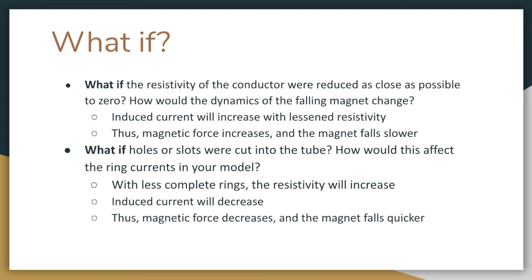And as for what happens if holes or slots were cut into the tube, there would be fewer complete rings, and therefore the resistivity would increase. Thus the induced current will decrease, the magnetic force will decrease, and the magnet will fall at a quicker rate. And that is all for my lab draft 5.